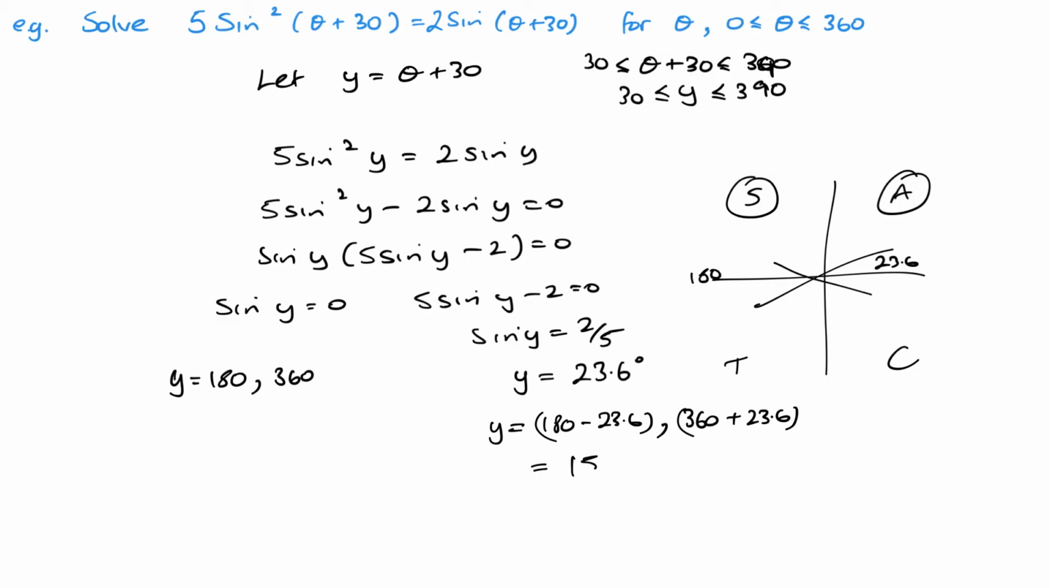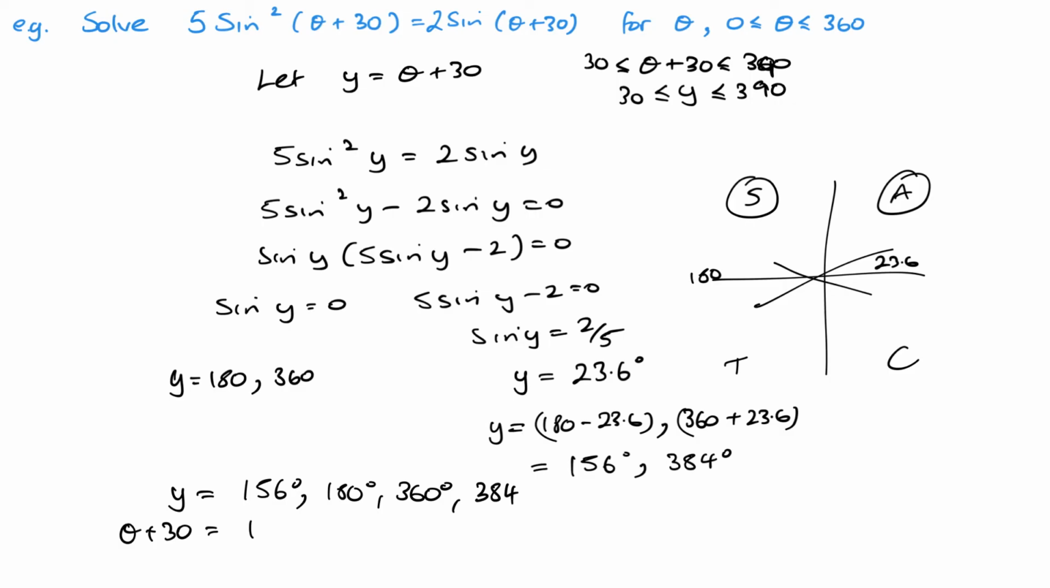So that's 156 degrees to 3 significant figures. And we've got 384 degrees to 3 significant figures. Now, these are obviously in terms of y. We want them in terms of theta. So remember that y equals 156, 180, 360, and 384. And that's the same as theta plus 30.